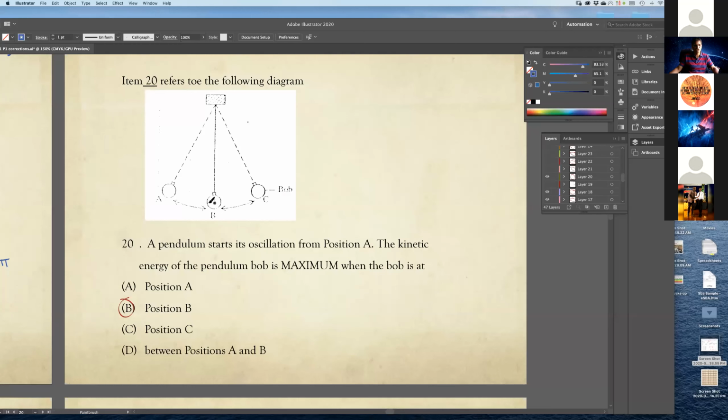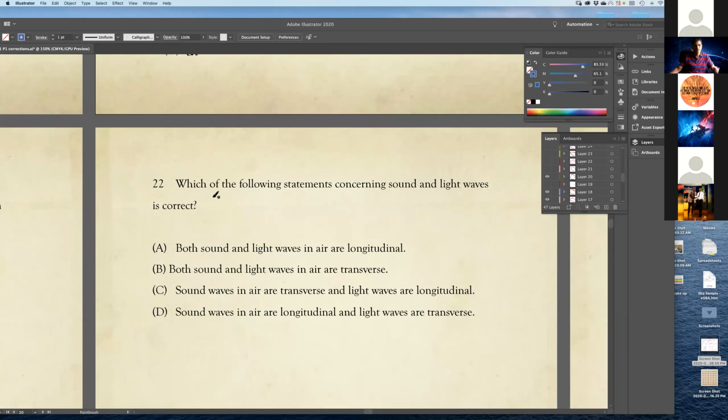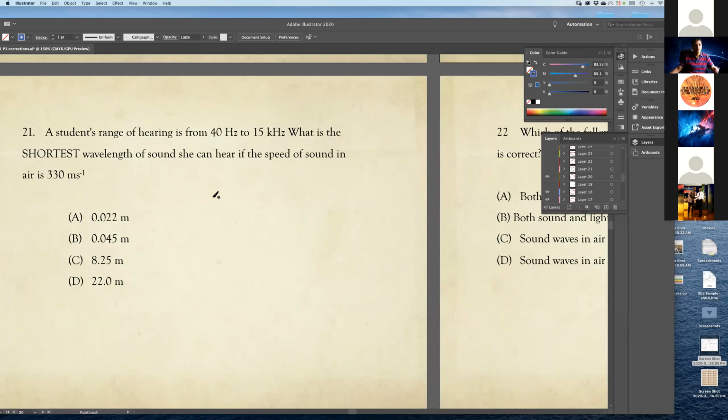Okay. Kinetic energy is maximum in the middle. Yeah. That's it. Oh, okay. 21.